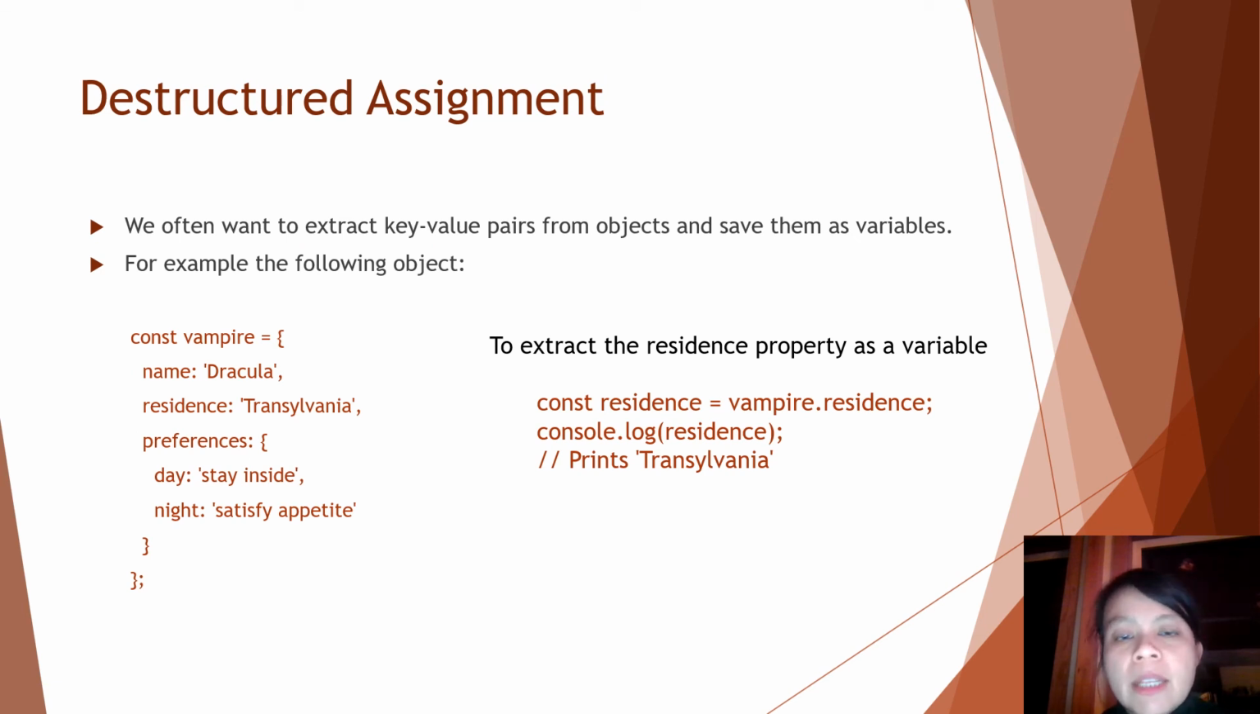We often want to extract key value pairs from objects and save them as variables. For example, here we have the object vampire, which has the name property Dracula, residence, and then we have another object inside of it, which is the day and night property. To extract the residence property as a variable, let's go get the residence property as a variable, this one. So residence, vampire.residence, with the dot notation.